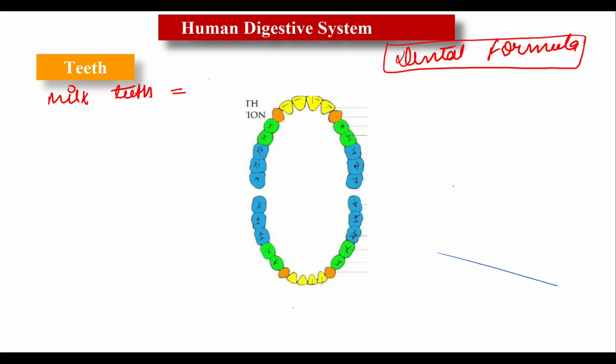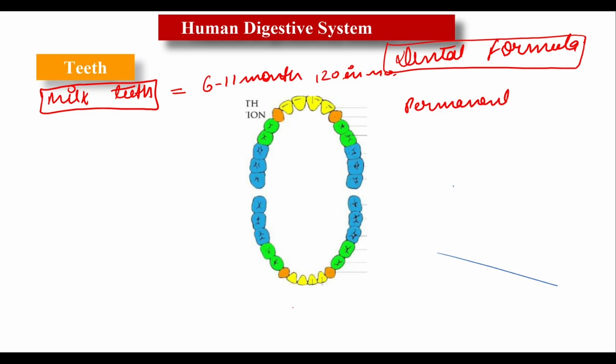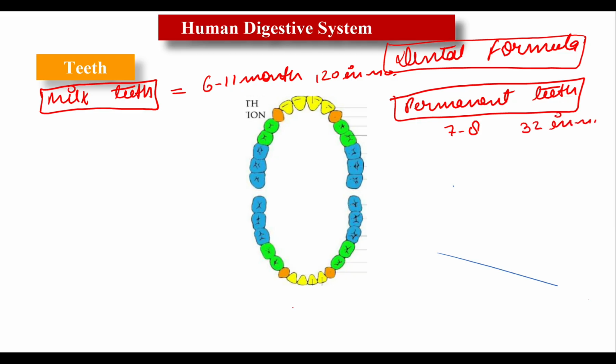So how many milk teeth are there? They arise at the age of 6 to 11 months, and milk teeth are 20 in number. While permanent teeth appear at the age of 7 to 8, and these are 32 in number.